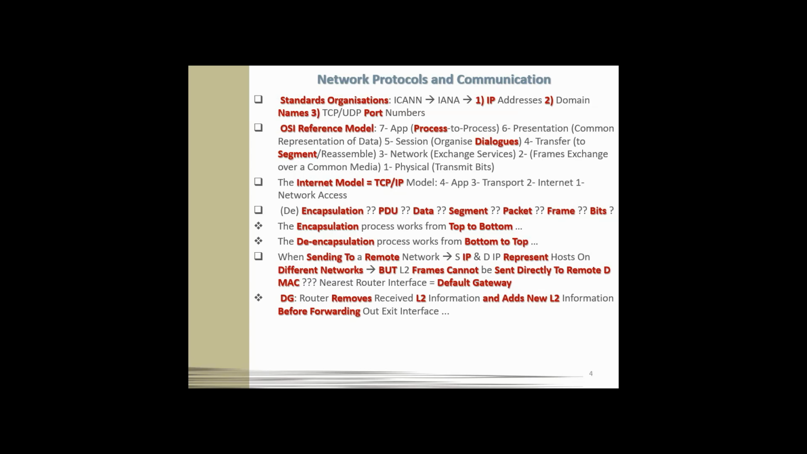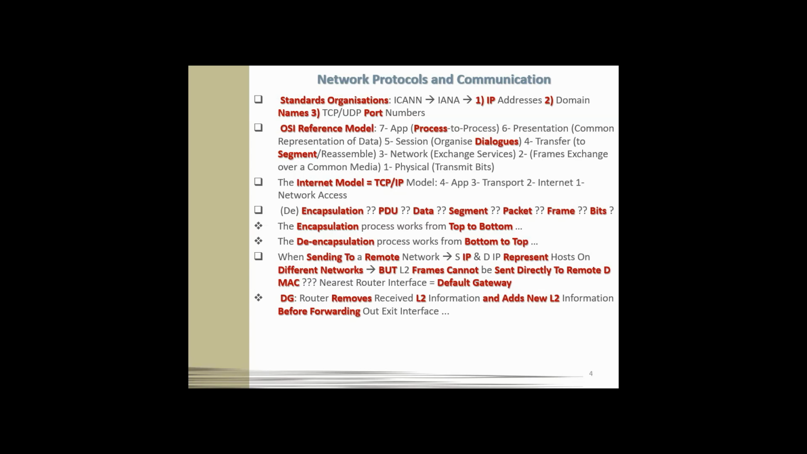In fact, ICANN coordinates the IP address allocation, and IANA performs the allocation itself. Three different things that IANA allocates and takes care of: IP address allocation, domain names allocation, and port numbers, TCP UDP port numbers allocation. These three are dealt with by IANA, and behind IANA we have ICANN as the umbrella organization. So it is important to remember that IANA does the job for ICANN. So the allocation, IP address and domain name management, and protocol identifiers are taken care of by IANA for ICANN.